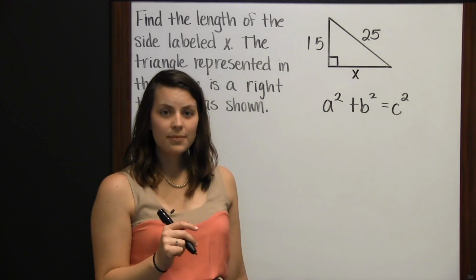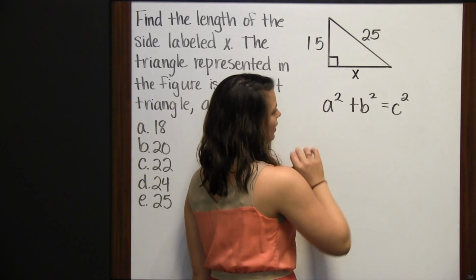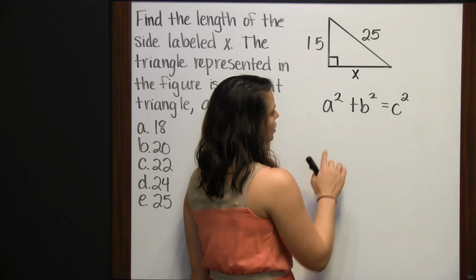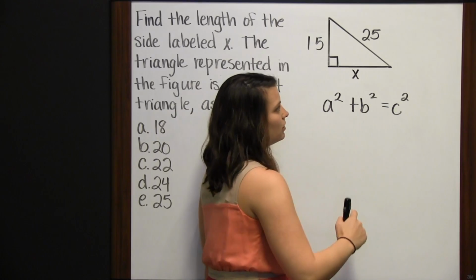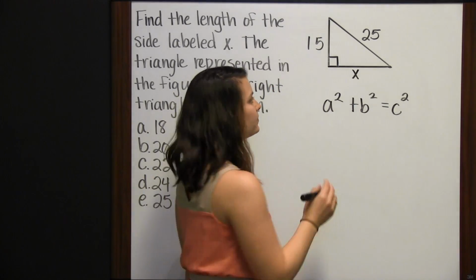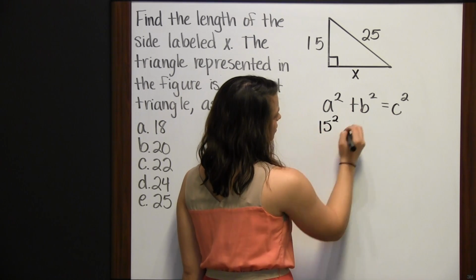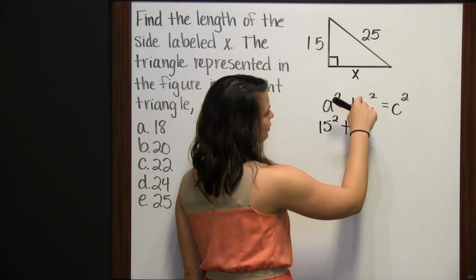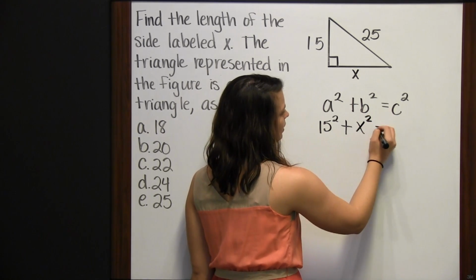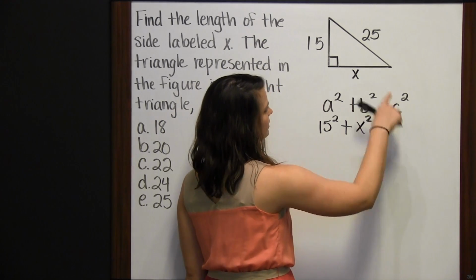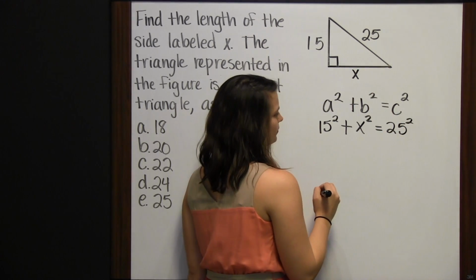So now we need to substitute the values from our triangle into the Pythagorean theorem. Your a could either be 15 or x, because both of those are legs. So I'm going to use 15. 15 squared plus, and I can replace b with x, x squared equals, c again is the hypotenuse, which is 25 squared.